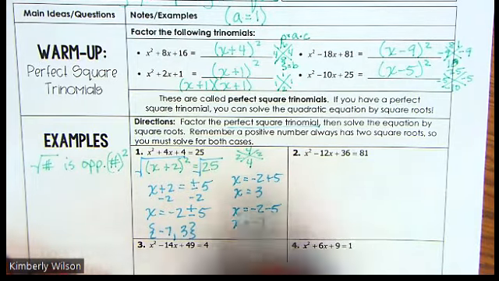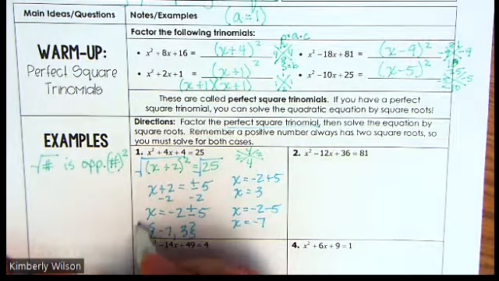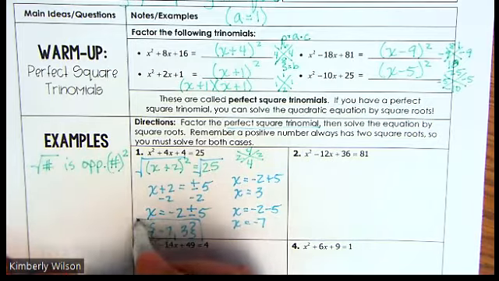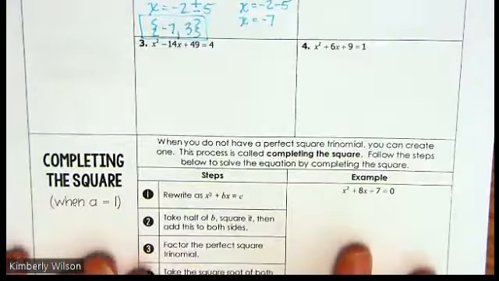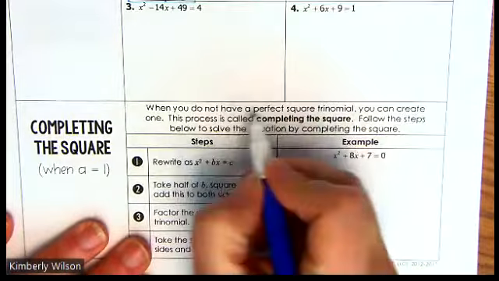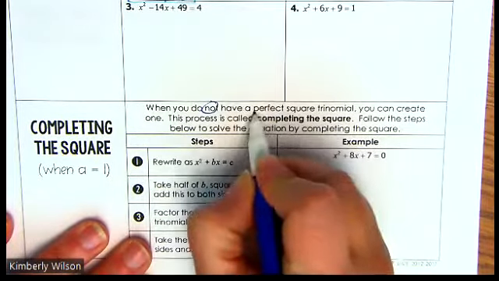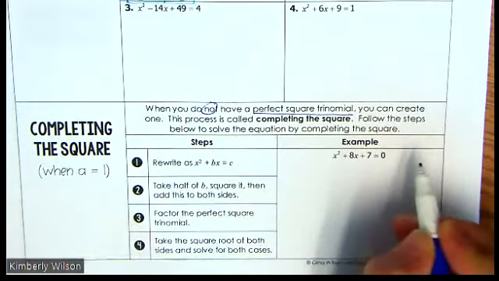Okay, all of these are similar to that. So this is my answer right here. I found my solutions. This is by just finding the square root when it's a perfect square trinomial. Now we're throwing in where we're going to actually create that perfect square trinomial. So here's where we throw the curveball in. Okay, when you do not have a perfect square trinomial, you can create one.